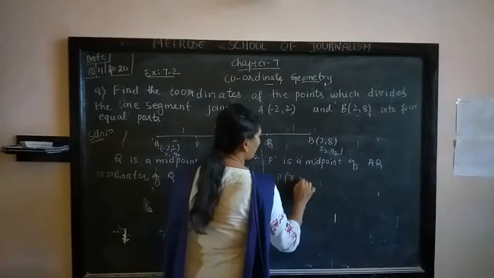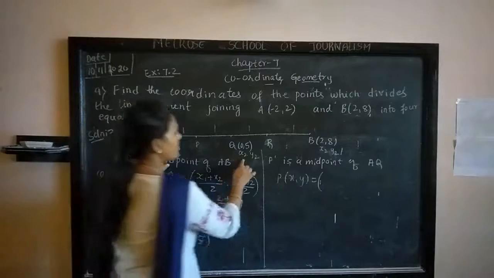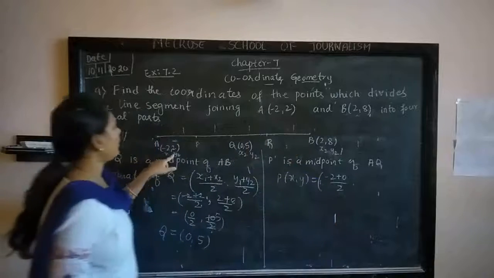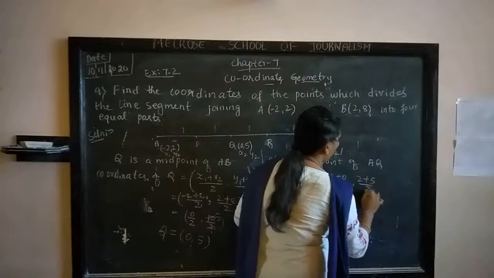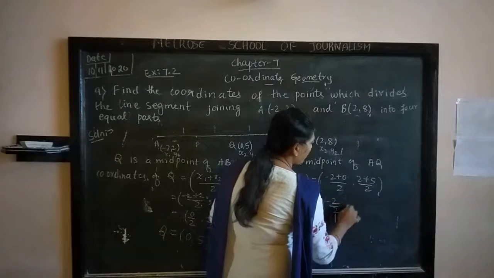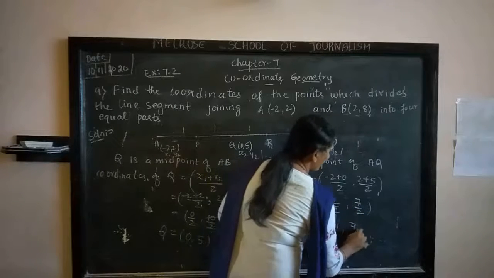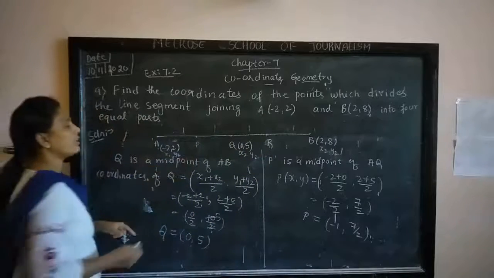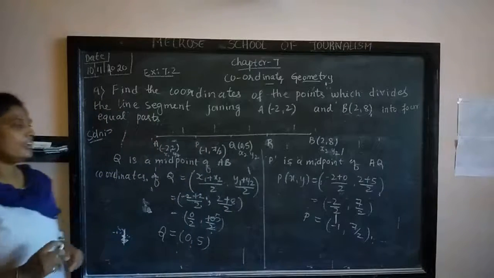P(x, y) is equal to x1 minus 2 plus 0 divided by 2. Again y1 2 plus 5 divided by 2. What is minus 2 plus 0? Minus 2 by 2, here 7 by 2. What is minus 2 by 2? It is minus 1, 7 by 2. So the coordinates of P are minus 1, 7 by 2.